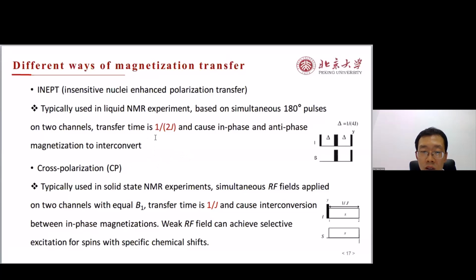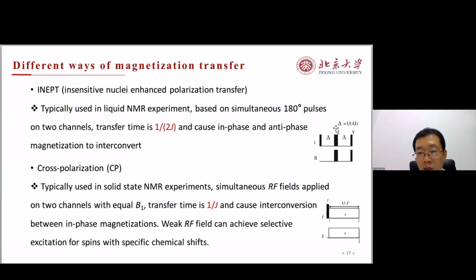For coherence transfer, I think there are mainly two different ways. One way is called INEPT, which is an abbreviation. And another way is called cross-polarization. I think traditionally INEPT is used more in liquid state NMR experiments and cross-polarization in solid state NMR experiments. But this is not quite absolute. In some cases, you can also do cross-polarization in liquid state NMR experiments.